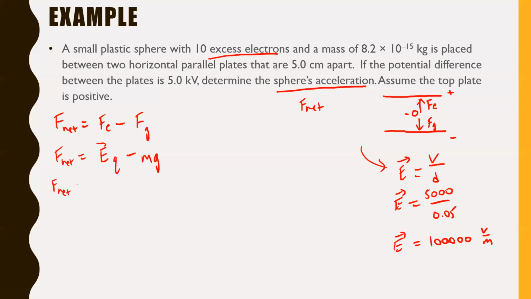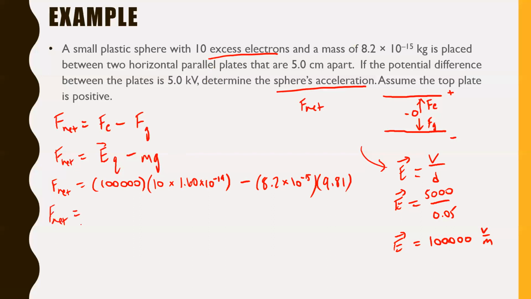My mistake. So F net is going to equal 100,000 times Q. Well, Q is 10 excess electrons. So we know it's 10 times 1 electron, which is 1.60 times 10 to the negative 19, minus our mass. Mass was given to us, 8.2 times 10 to the negative 15, times g, which of course is 9.81. Throwing this in your calculator, you're going to get F net is going to equal about 7.9558 times 10 to the negative 14, and that's a force, so it's newtons.